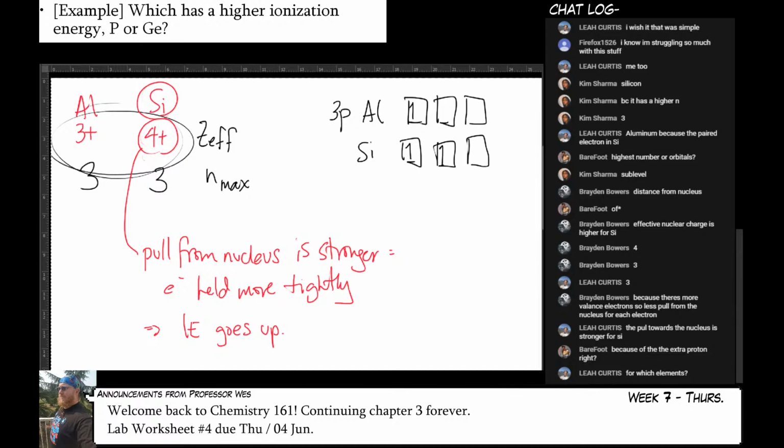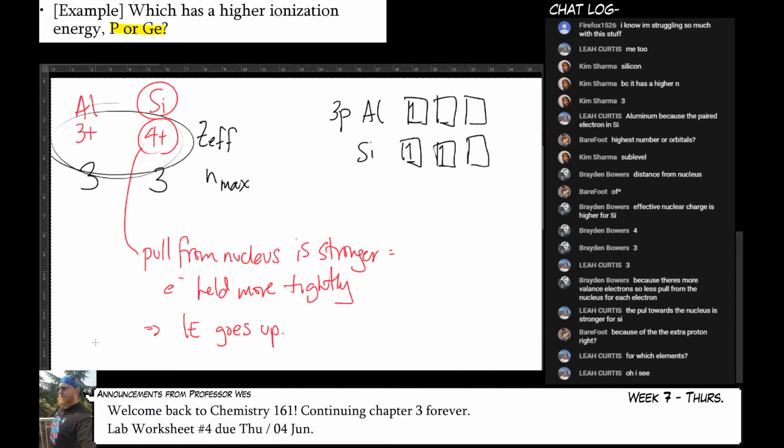The elements on the top on the slide here. So phosphorus or germanium. Can I circle these? I'll do this, the ones that are in yellow at the top. I didn't want to erase the rest of the stuff on the screen because you might use it to help you do this problem.